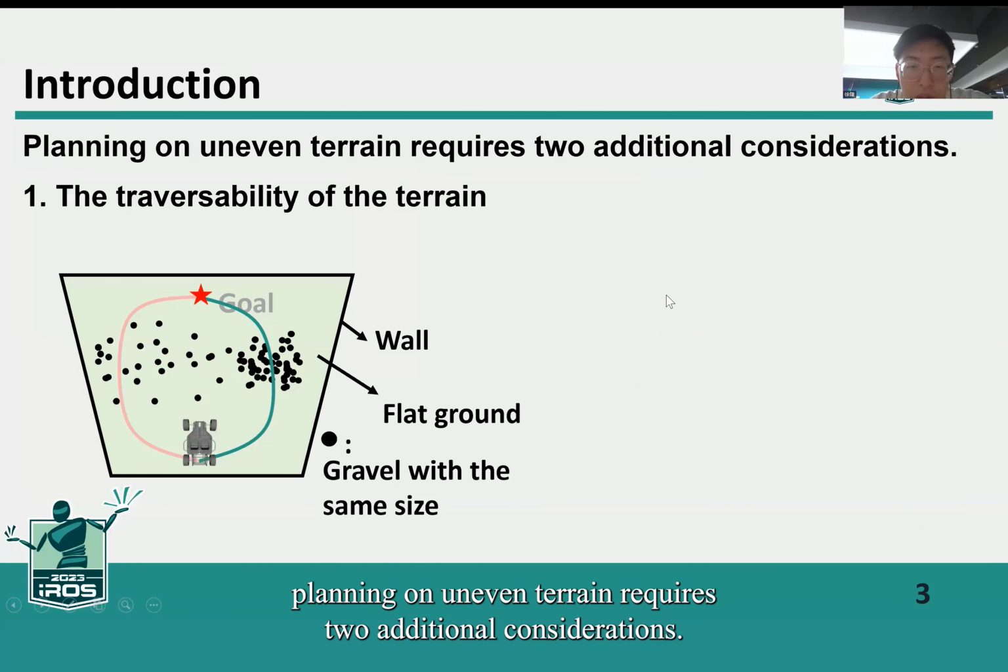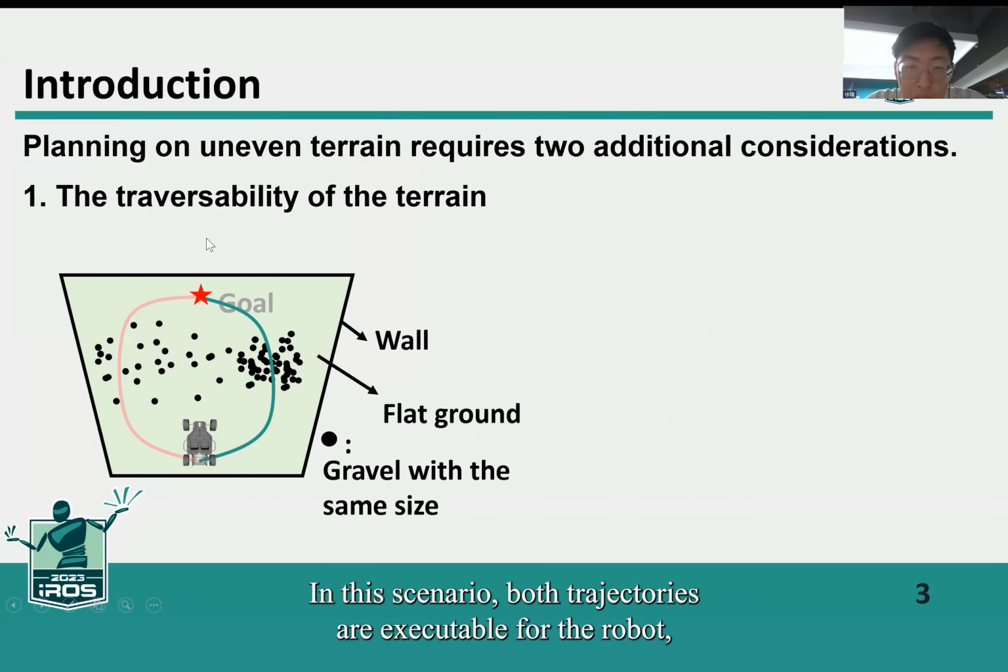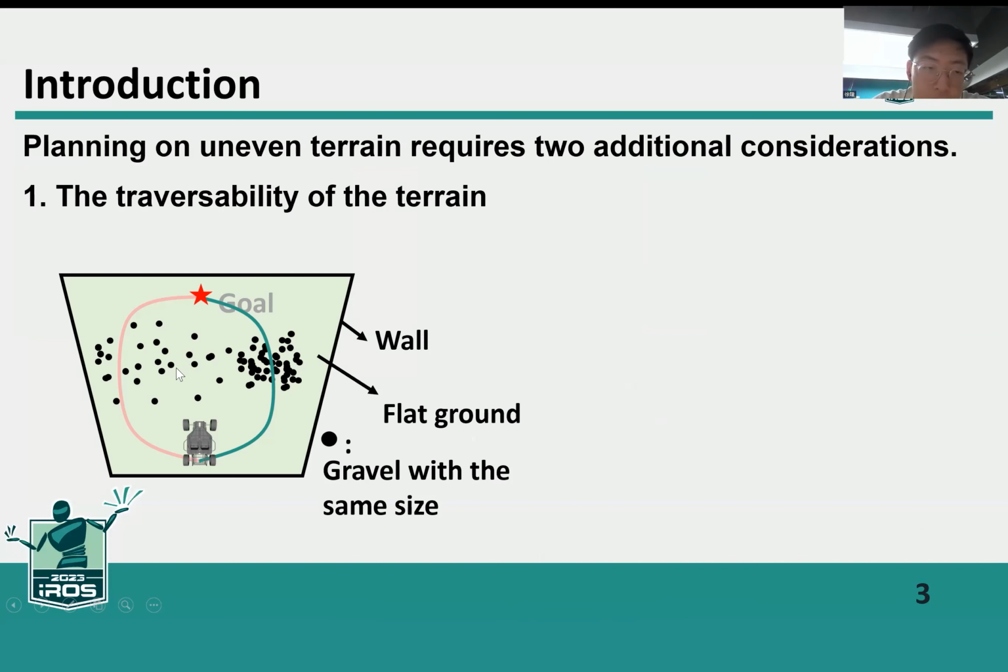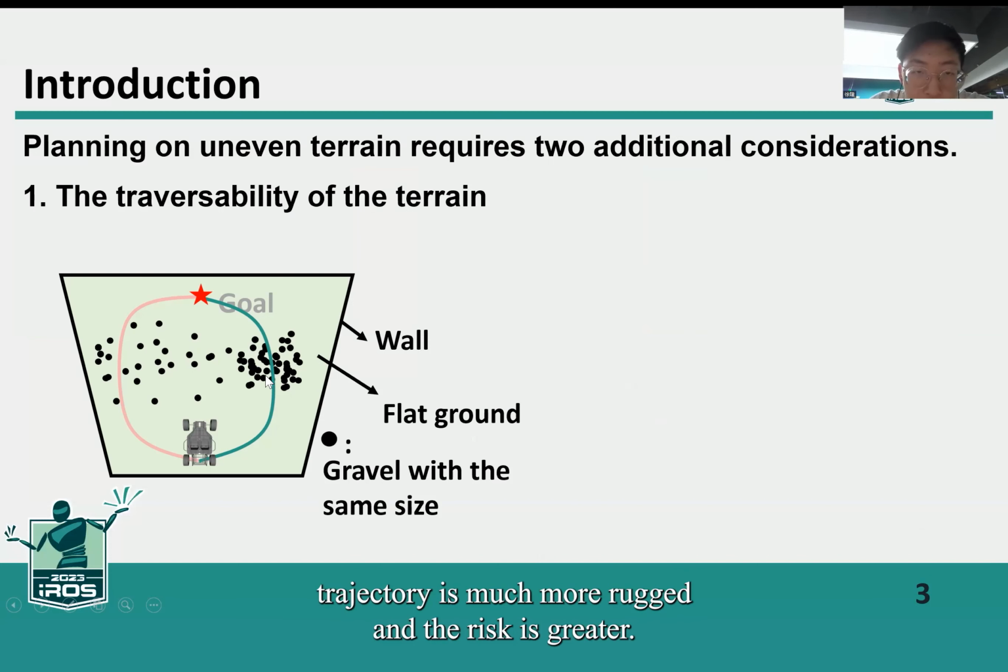Planning on uneven terrain requires two additional considerations. The first one is the traversability of the terrain. In this scenario, both trajectories are executable for the robot, but the pink one is better because the area around the green trajectory is much more rugged and the risk is greater.